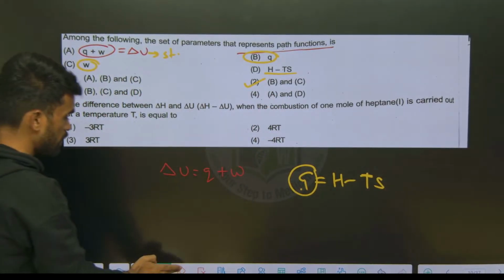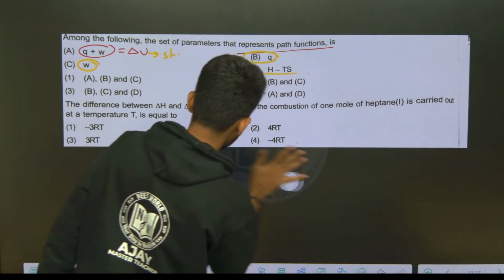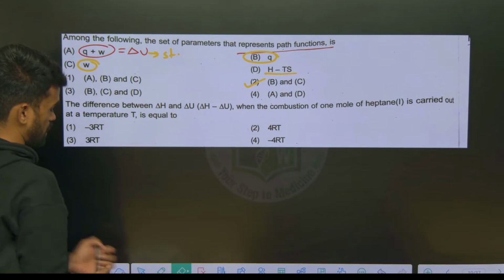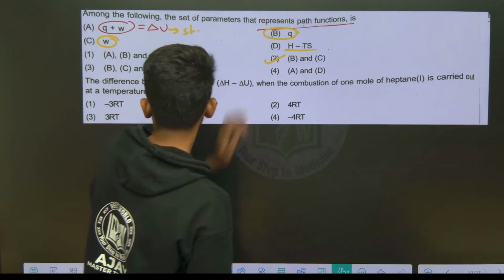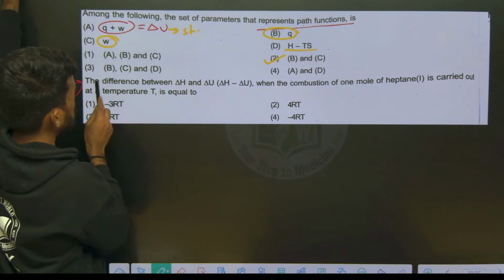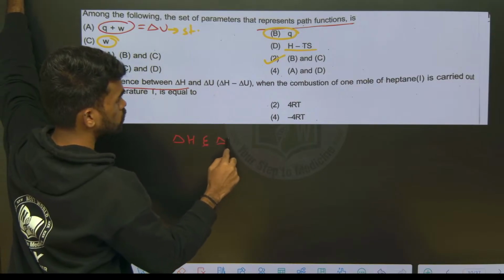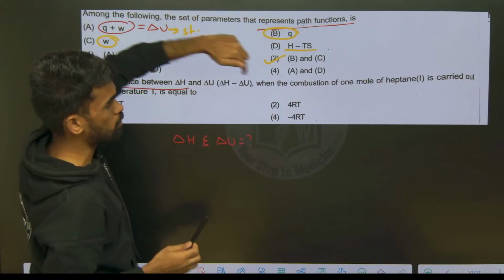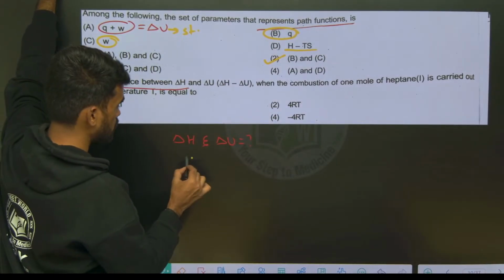Yeah. So here we have one numerical type or small question. Just look here, we see questions of this kind in the exam. See, I will give you one basic idea. They are asking about the difference between delta H and delta U when 1 mole of heptane is combusted. What is the formula of heptane? Very easy, look here, heptane.